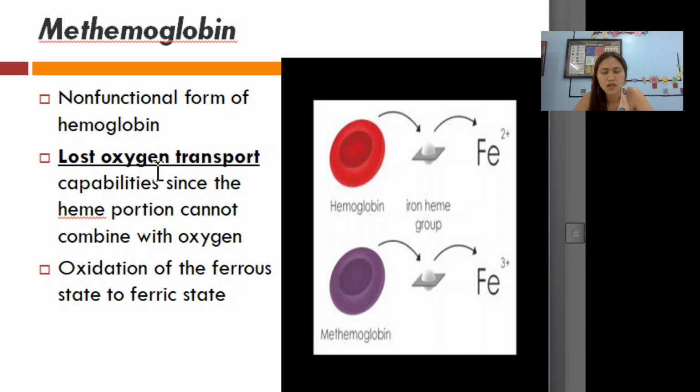So, speaking of methemoglobin, it is a non-functional form of hemoglobin. So, we don't want to have this kind of variant hemoglobin in our body. Kaya nga, it cannot bind readily to your oxygen. Okay? Lost oxygen transport capabilities. Of course, because the heme portion cannot combine with the oxygen. Okay? So methemoglobin happens when there are oxidative factors that oxidize our ferrous to ferric.